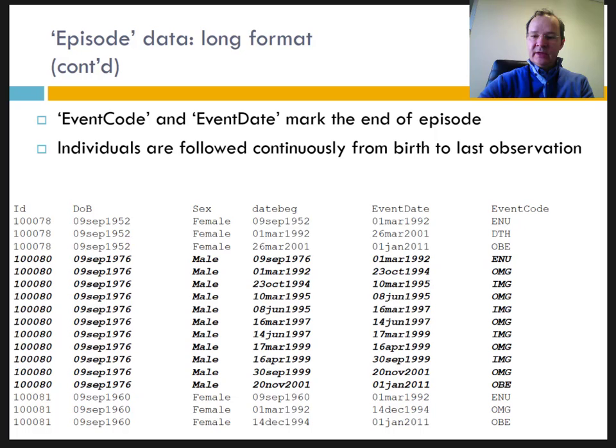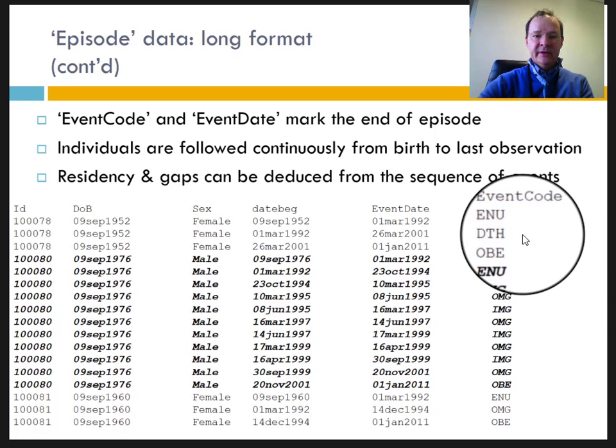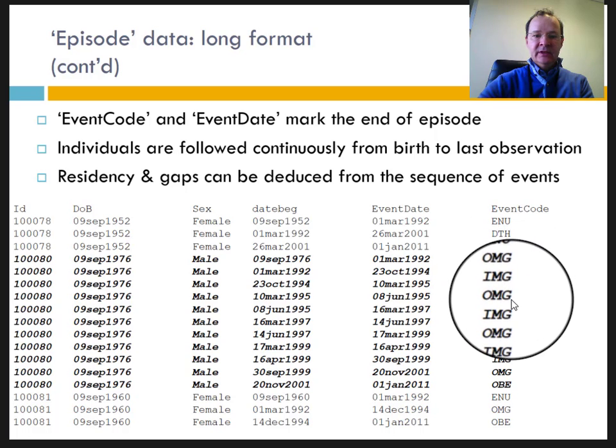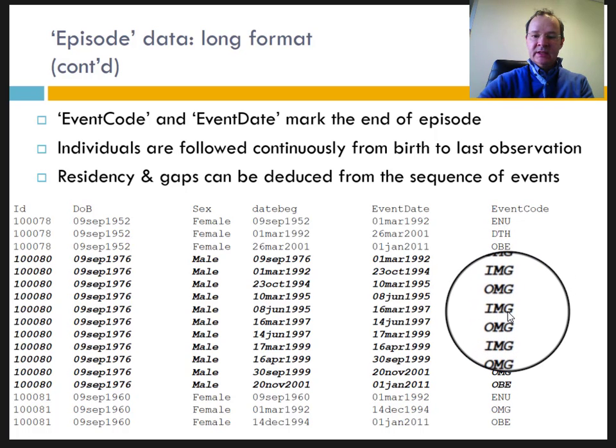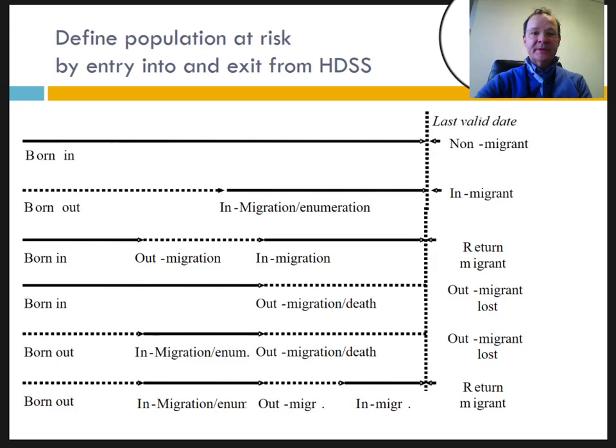But then what about the gaps when the individual migrated out of the study area? These gaps can be deduced from the sequence of events as identified by the event code variable. Actually, both residency episodes and gaps can be deduced from this sequence. The residency and gaps relate to a very important concept in event history analysis, the concept of population at risk. For any study area, the population at risk is defined by entry into and exit from the study area. Only the episodes of residency in the study area will be taken into account for event history analysis.